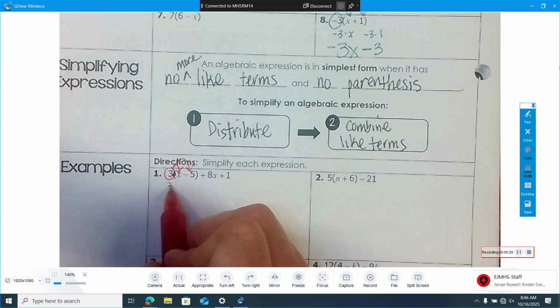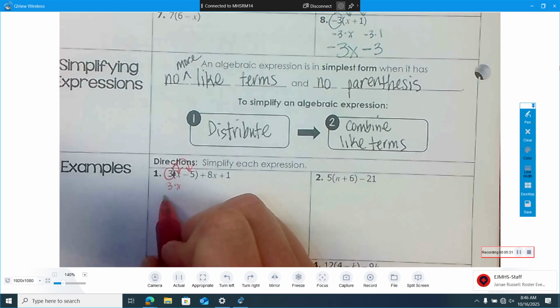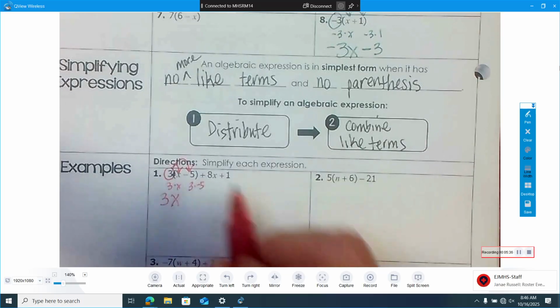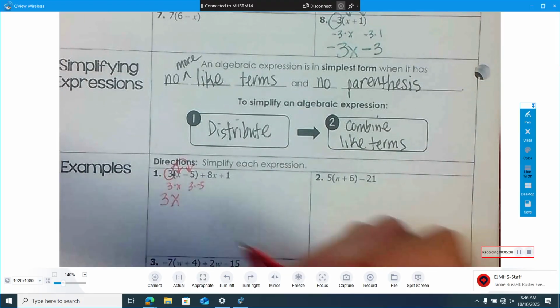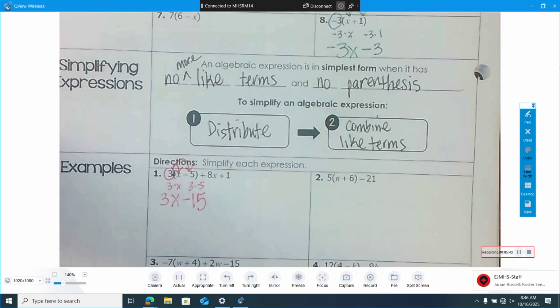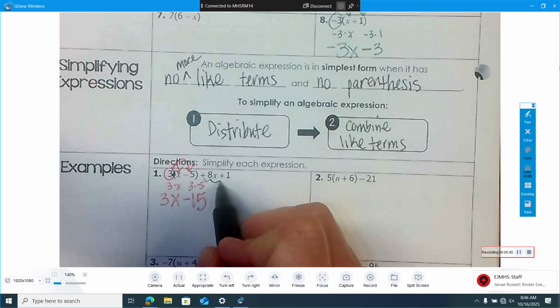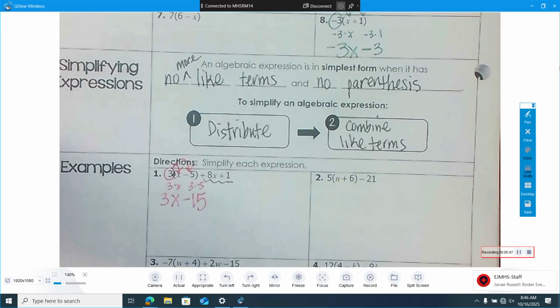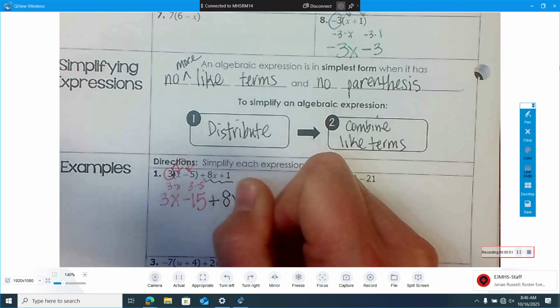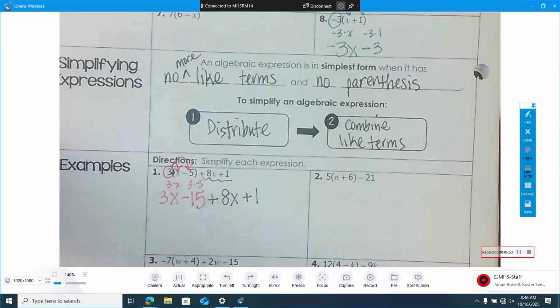So what is 3 times x? 3x. And then we have 3 times -5. What's 3 times -5? -15. Good. And then, what do you suppose we have to do with these other things? Bring them along for the ride. We're going to write them down. So we have a plus 8x and a plus 1. So they got to come along for the ride. And now, we don't have any more parentheses, so now we're going to combine our like terms.